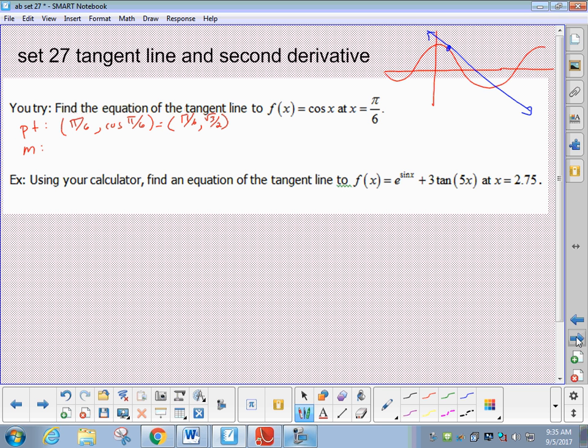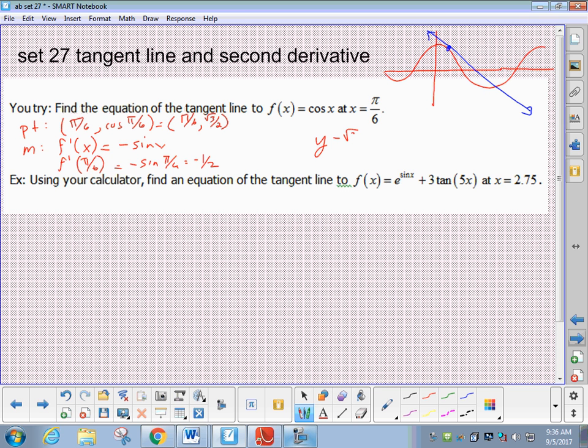When you go to find the slope, please show me 2 steps. The derivative generally at x, and then the derivative specifically at pi over 6. What's the derivative generally of cosine? Negative sine, okay? The derivative at pi over 6, that is negative sine of pi over 6, which is negative what? Negative 1/2, yeah?